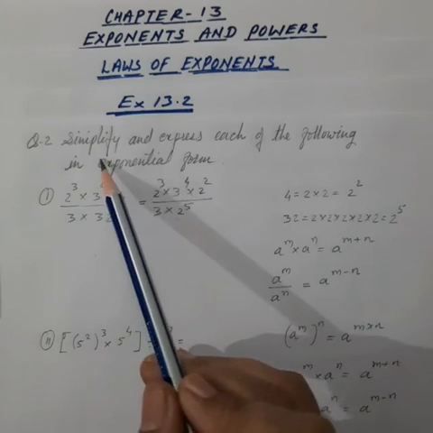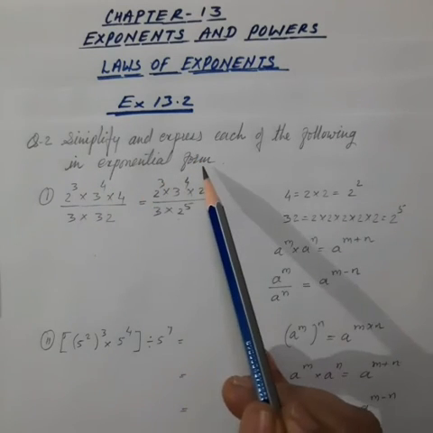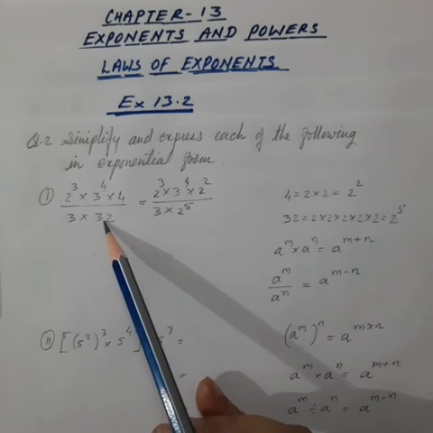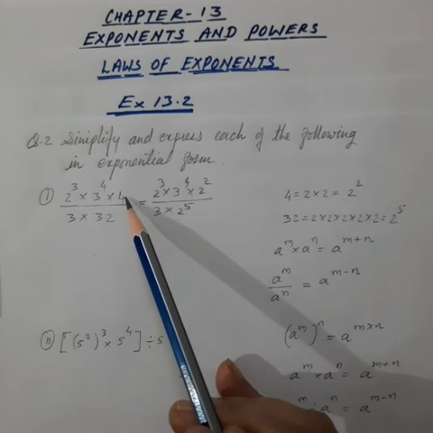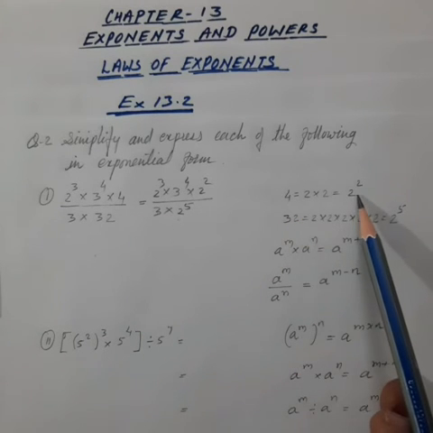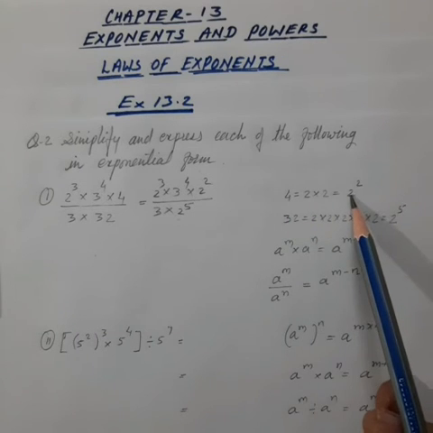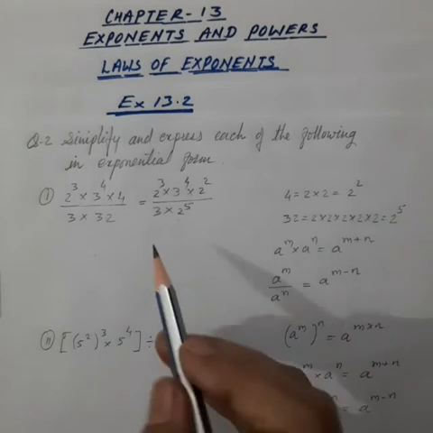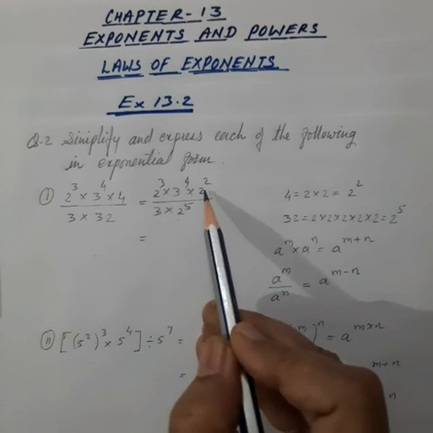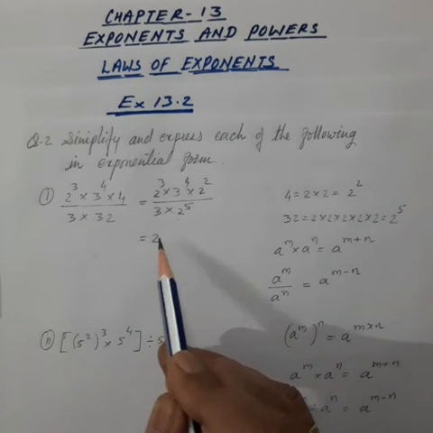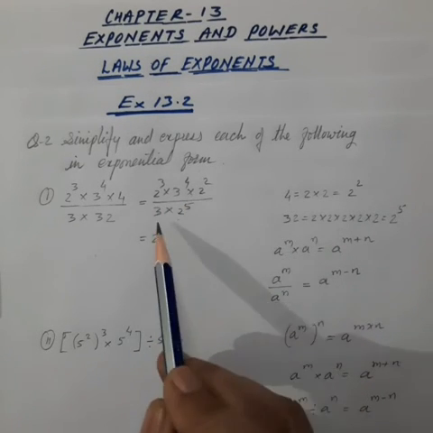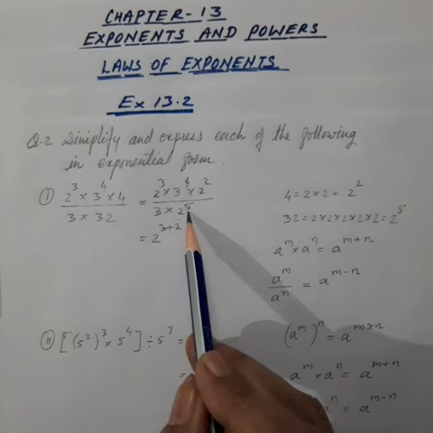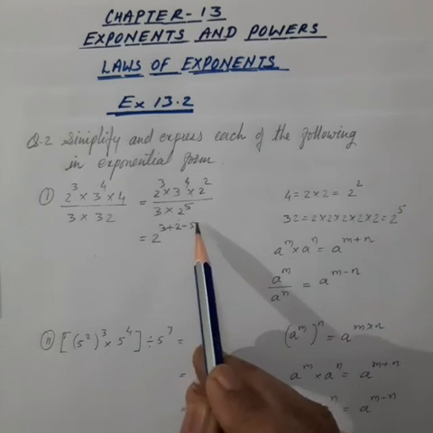Coming to question 2. Simplify and express each of the following in exponential form. First, in this question, numbers 4 and 32 are composite numbers. So first express them in their exponential form. 4 we can write as 2 square and 32 we can write as 2 raised to the power 5. Now take the numbers with same bases, 2. These two numbers are multiplied, so add their powers, and 2 raised to the power 5 is in the denominator. In division, subtract its power.